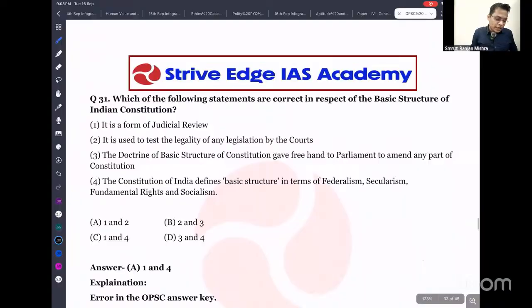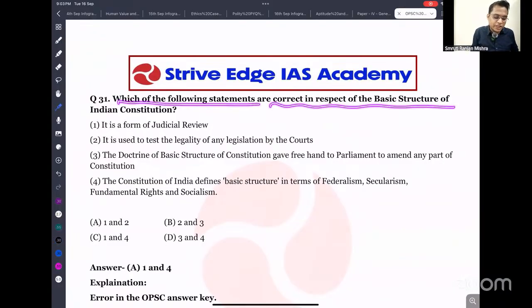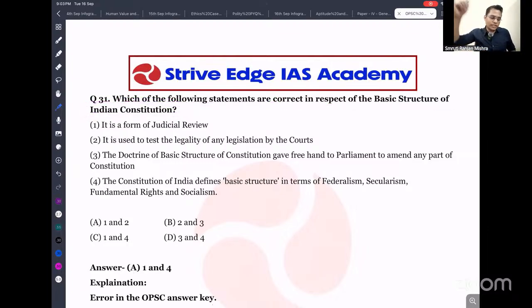Next important question: which of the following statements are correct in respect of the basic structure of the Constitution? There is a repetition of this question; we already discussed this yesterday also. It is a form of judicial review. Yes, the basic structure is an innovation for judicial review. It is used to test the legality of any legislation by the court. It is tested by the Supreme Court to check whether the law is legal or not.